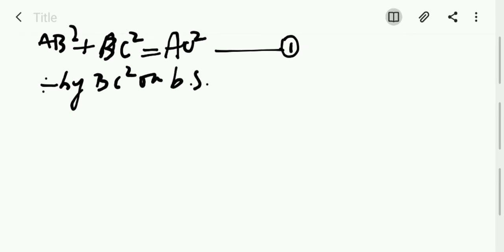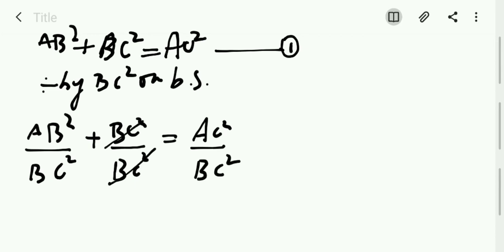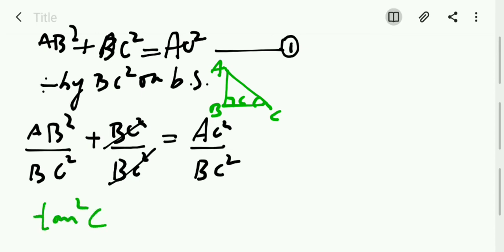Okay, now just check what we're going to have. AB square by BC square plus BC square by BC square is equal to AC square by BC square. Now this gets cancelled out. Now let me just write the rough sketch of the triangle. This was A, B and C. Now AB by BC is nothing but tan theta, right? So tan square theta plus 1, since it gets divided, we'll be having 1. Now what is AC by BC?